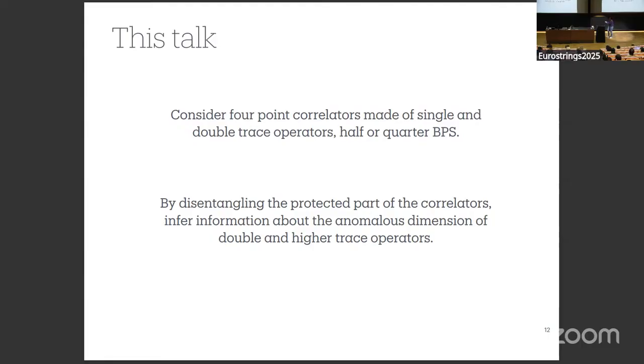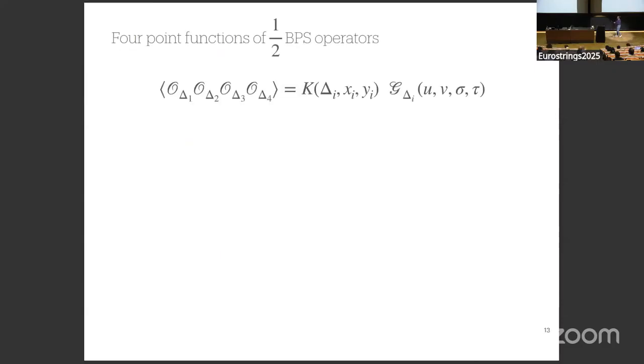This is just an overview. I'm going to be more specific later on about what I mean. But this is the idea. So study 4-point correlators where we have double trace operators. Okay, so let's start with the simplest case, even if we did the opposite. Chronologically, we did first the quarter BPS and then the half BPS, but let me start with the half BPS.